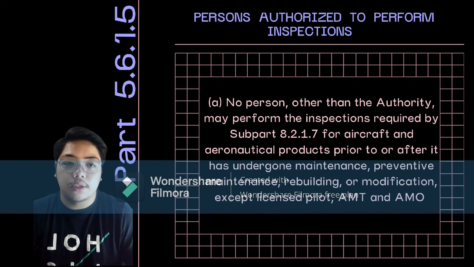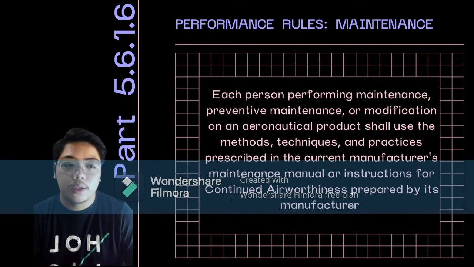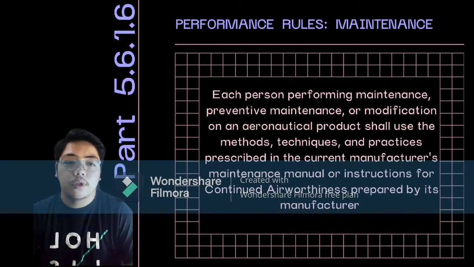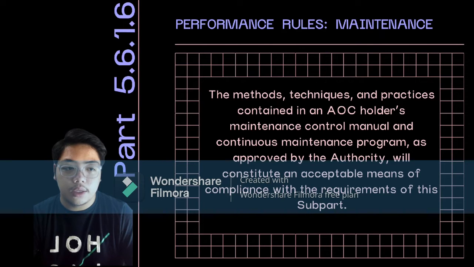Performance rules, maintenance. Each person performing maintenance, preventive maintenance, or modification on an aeronautical product shall use the methods, techniques, and practices prescribed in the current manufacturer's maintenance manual or instructions for continued airworthiness prepared by its manufacturer. The methods, techniques, and practices contained in an AOC holder's maintenance control manual and continuous maintenance program as approved by the authority will constitute an acceptable means of compliance with the requirements of this.